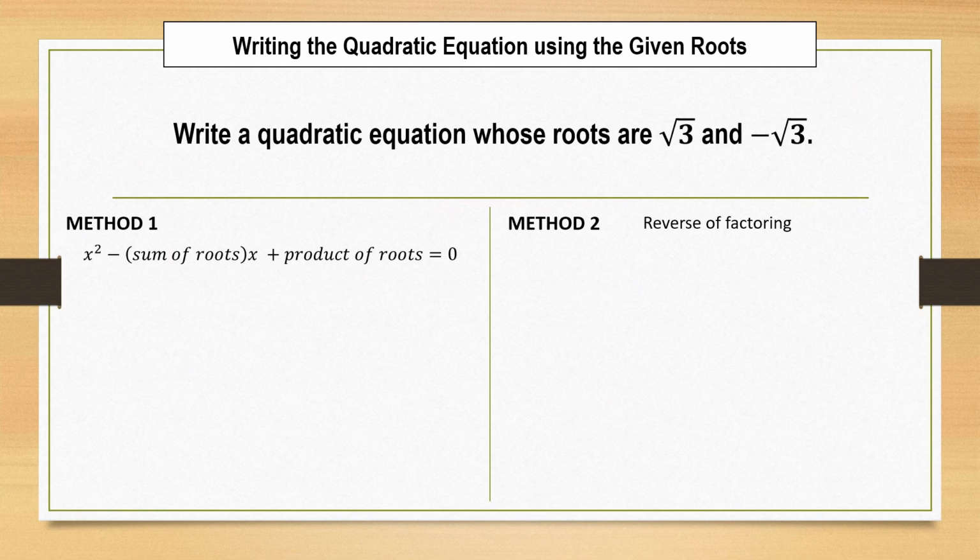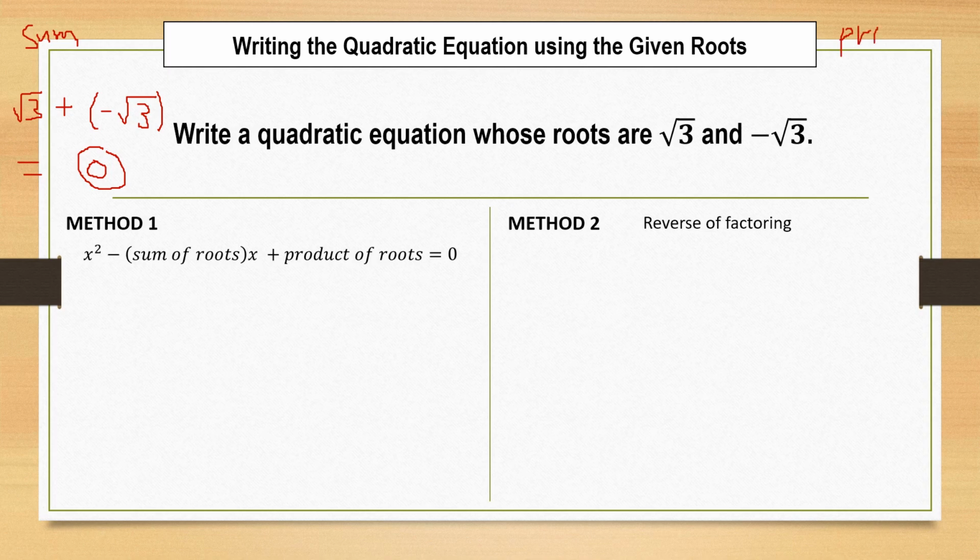Let's have another one. Write a quadratic equation whose roots are square root of 3 and negative square root of 3. Let us first find the sum of the roots. So we have square root of 3 plus negative square root of 3, that is equal to 0. So the sum of the roots is 0.